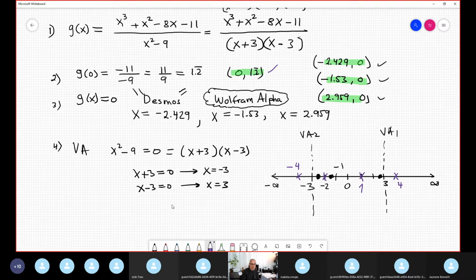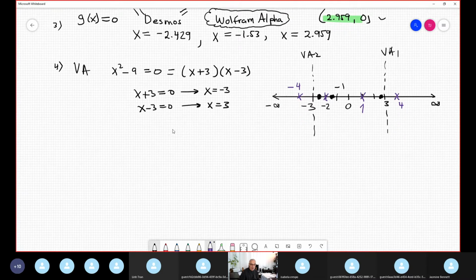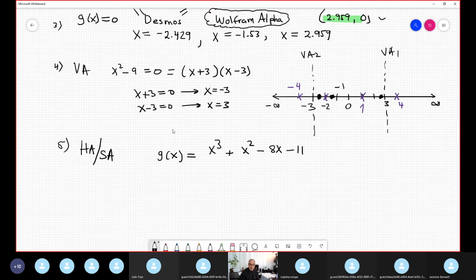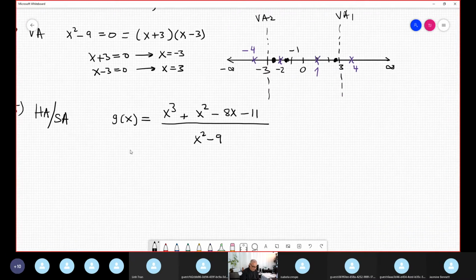Okay, let's go now to the next topic, number 5. Number 5 is the degree analysis, horizontal or slant. Let me copy my function again. The name of the function is g, is x cubic plus x squared minus ax minus 11 divided by x squared minus 9. You copy in the original way or in the factored form, either way. They are not different in this case.